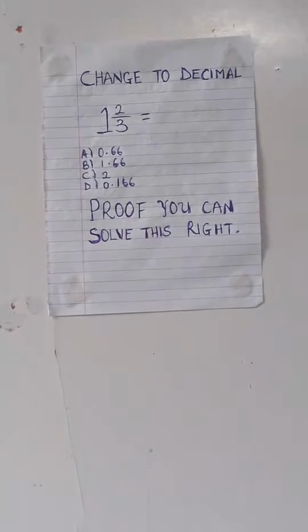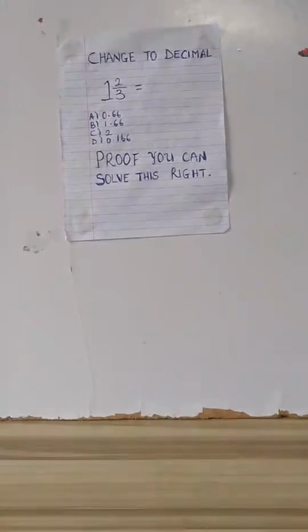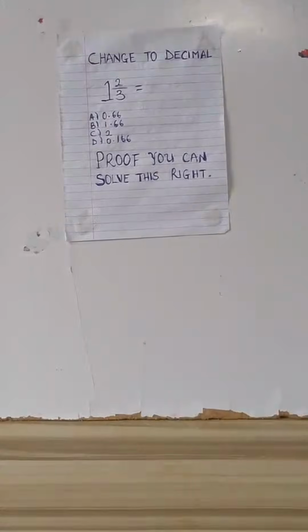Okay, guys, let's come to the end of this live stream. I'm going to be explaining what is on the board. Change to decimal 1 whole number 2 over 3. This is a mixed fraction on the board. So this is just to change the mixed fraction to improper fraction.